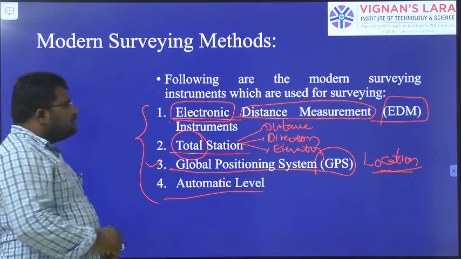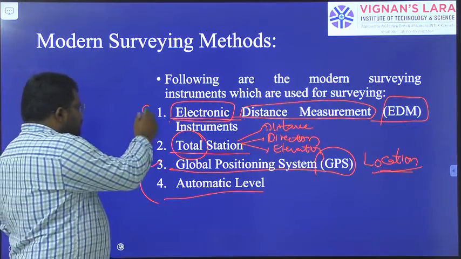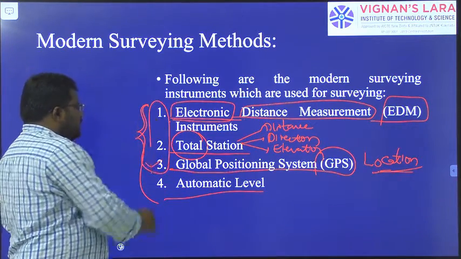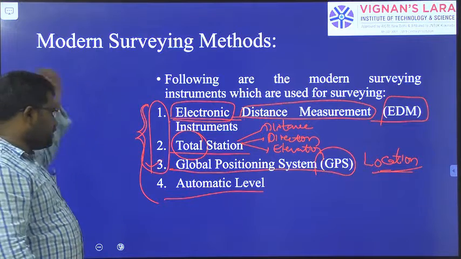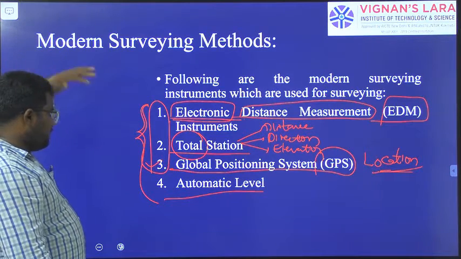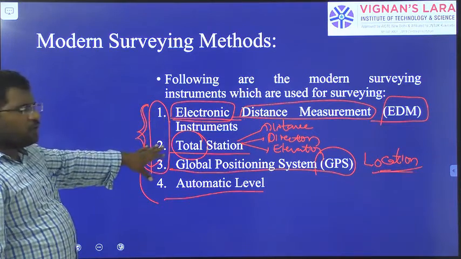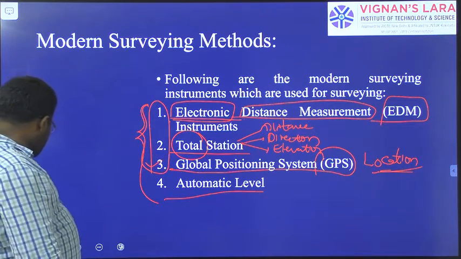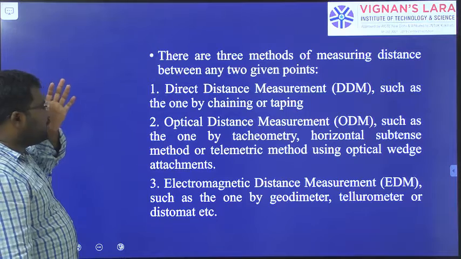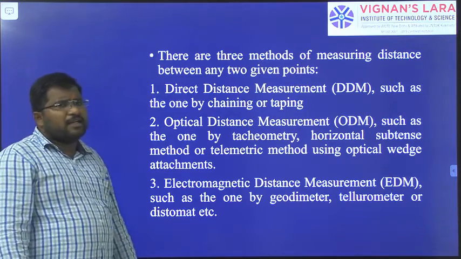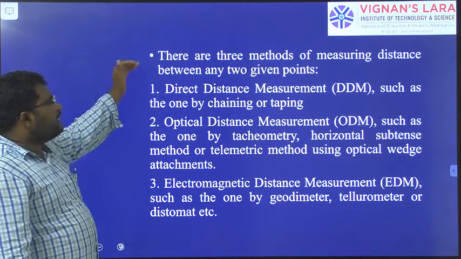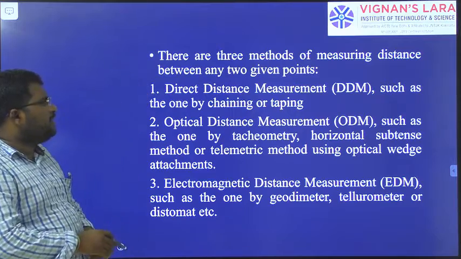Now here we are going to discuss the first three things. According to our syllabus, we have the first three, okay? What is EDM, total station, then GPS, okay? Now we will see about the electronic distance measurements, right? There are three methods of measuring distances between any two points.